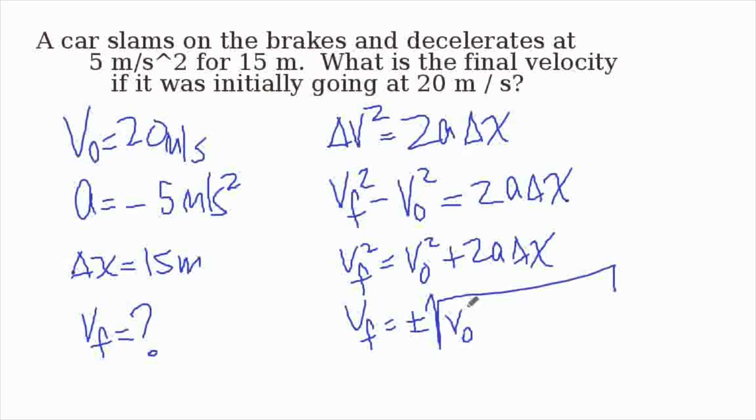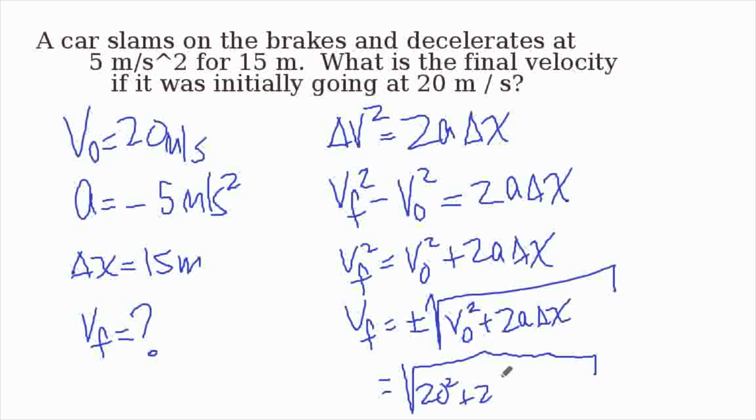We don't want to assume it's plus. Now we know just from common sense that if you slam on your brakes, the car is not going to go backwards. So we know it'll be the plus solution, but I just wanted to mention that sometimes it will be the negative answer. Okay, so square root of 20 squared plus 2 times minus 5 times 15. Okay, and you can work that out and I'll work that out as well.